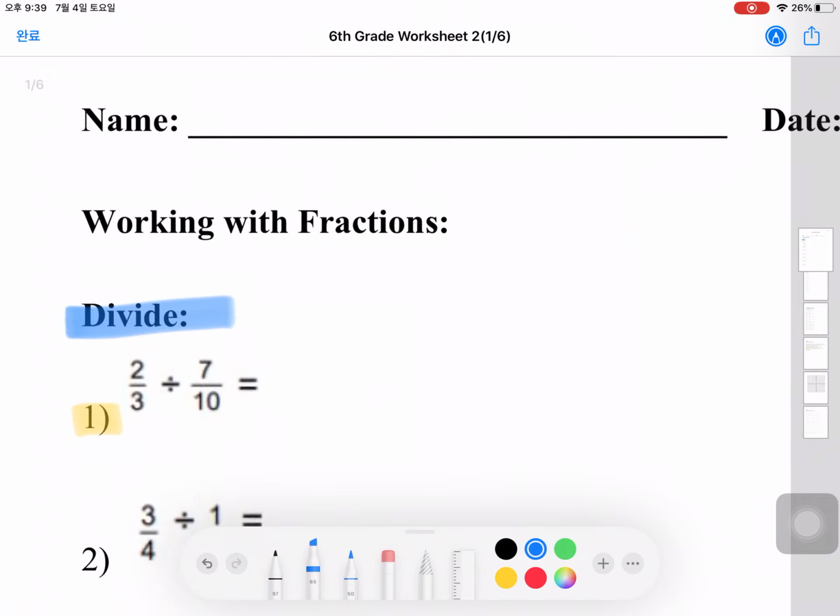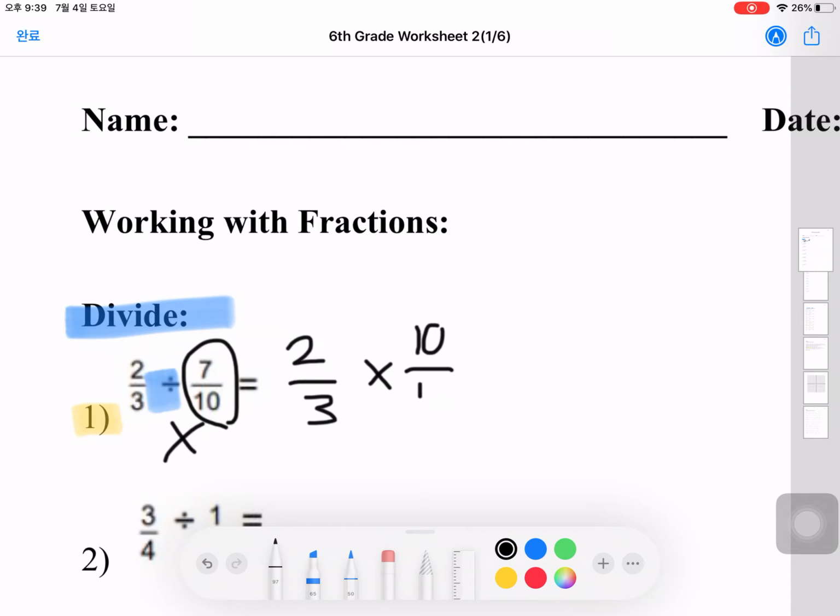So starting with division, you want to keep in mind that when you divide fractions, you always want to multiply by the reciprocal. What that means is you want to change this division sign to multiplication and change this to its reciprocal. So if we rewrite that, it would be 2 over 3 multiplied by 10 over 7. Notice how the 7 over 10 became the 10 over 7.